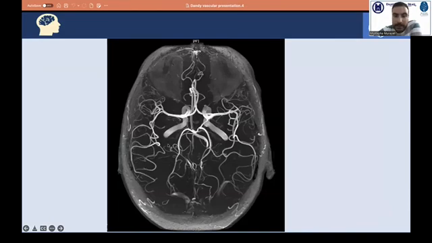This is an MRA, magnetic resonance angiography. Anyone can tell me what this segment is called, and which artery is this? It should be the insular segment. Insular segment. Who said it? Taha or Muhammad said the insular segment. Which segment is this? Okay, the insular, correct. Thank you. It's the insular segment, correct.